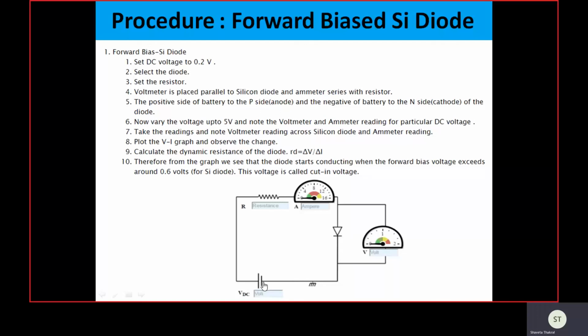So we keep on varying the value of this DC voltage and keep on noting down the value of the voltage across the diode via this voltmeter and the current through the diode via this milliammeter. Then we plot the VI characteristics and calculate the dynamic resistance of the diode. Then it is identified that once the forward bias voltage exceeds around 0.6 volt for silicon, a significant amount of current starts to flow. So let's see how we are going to perform this experiment via the virtual lab environment.